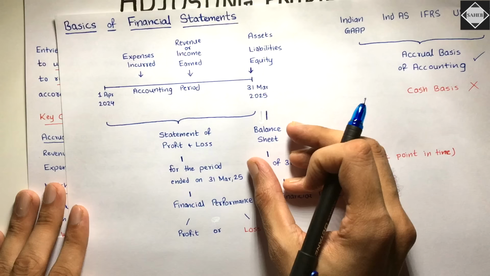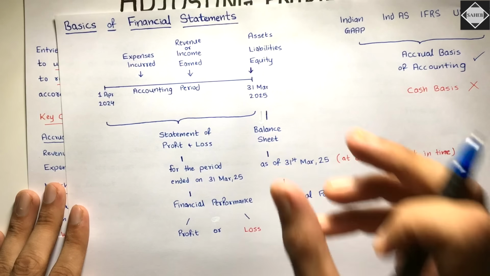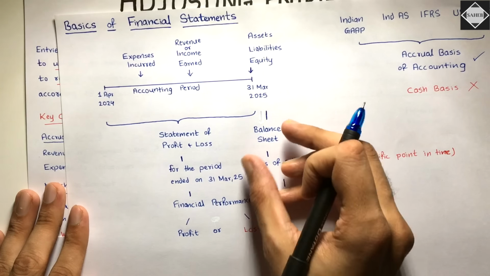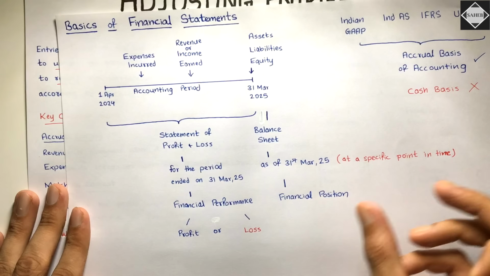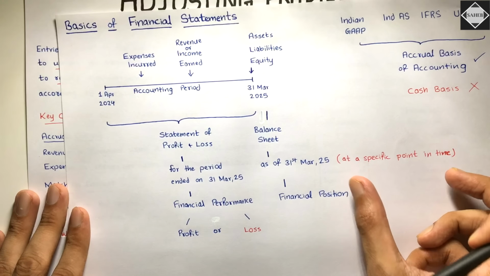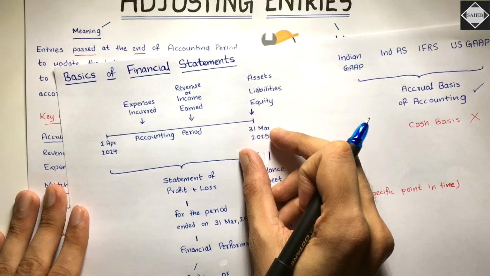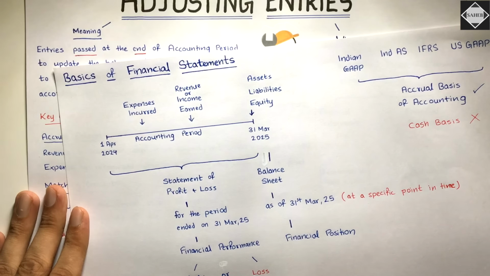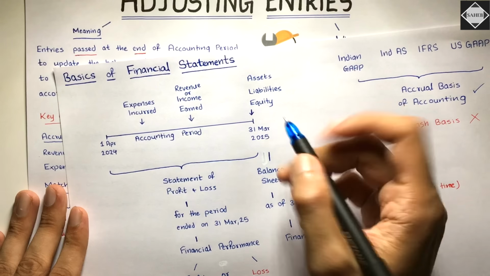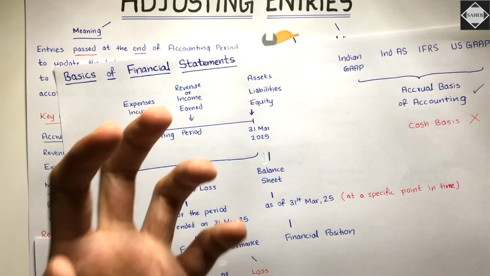And then on the other hand, we have balance sheet, which is a snapshot of your business. Balance sheet shows us the financial position of the business at a specific point in time. On 31st March 2025, how much cash did we have? How much furniture did we have? How much plant and machinery did we have? Right? How much assets do we own?